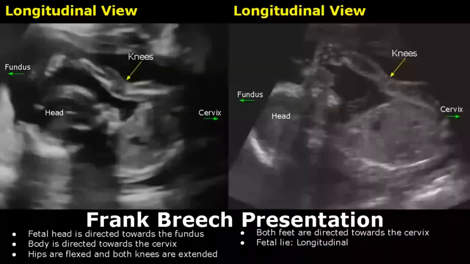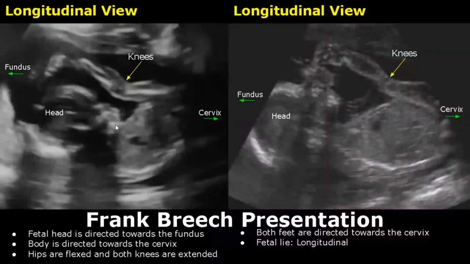The next type of breech presentation is frank breech. It is the most common type of breech presentation. The hips are flexed and both knees are extended, directing the feet towards the fundus. The fetal lie in this presentation is also longitudinal.